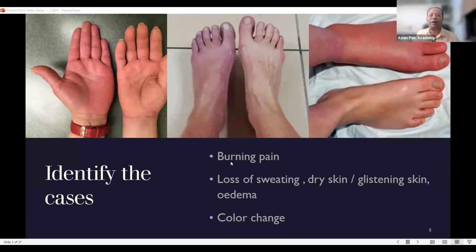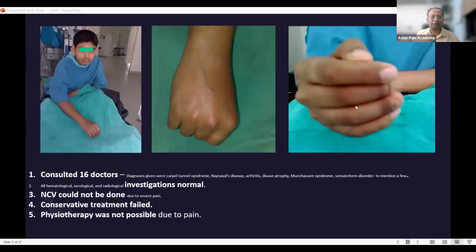The patient will complain of burning pain, loss of sweating, dry skin or glistening skin, and edema. Edema may be subjective; it may not be objectively understood by another person. Then color change. Color change is also very common.